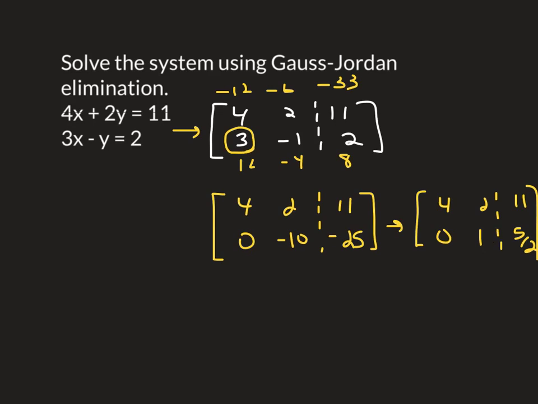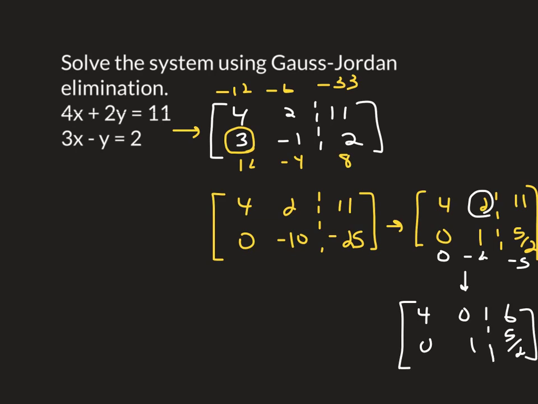So now I want to fix the top row, and I always get my zeros first. So I need that 2 to become a 0. I'm going to multiply the bottom row by -2. 0 times -2, 1 times -2, and then 5/2 times -2 is just -5. I'm going to add those white numbers to the top yellow numbers, 0 plus 4, -2 and 2, -11 and 5. Bottom row is already done.